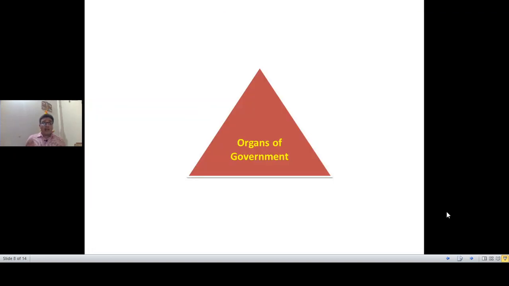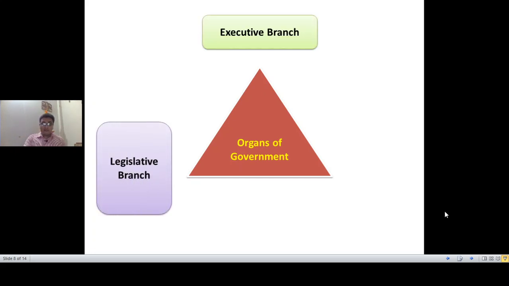So dear students, now I am going to talk about the next part of our today's class. That means the organs of government. Basically, there are three organs of government. One is executive branch, another is legislative branch, and last one is judiciary branch. Now I am going to discuss all of these three organs.